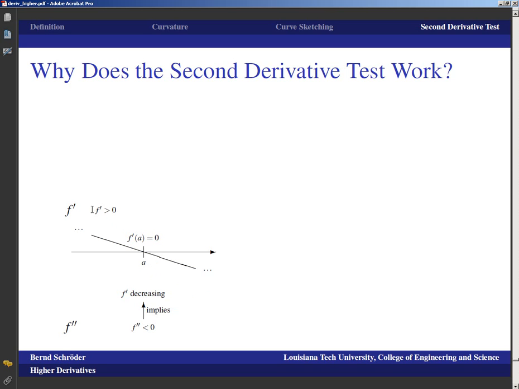That means that f prime is greater than 0 to the left of a, and that means that the function is increasing to the left of a, and f prime is smaller than 0 to the right of a, which implies that the function is decreasing to the right of a, and that means that the function changes from increasing to decreasing, and so that means that the function has a local maximum at a. So this is, quite honestly, how I remember the second derivative test.